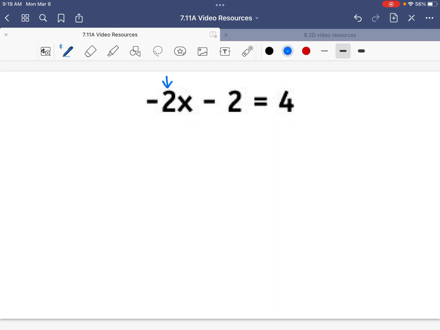Up until this point, we've just been looking at positive coefficients. And so we're going to see that this really doesn't change anything. So we're going to use the same thinking that we've been using, and we're going to model it. And we're also going to solve using algebraic thinking.